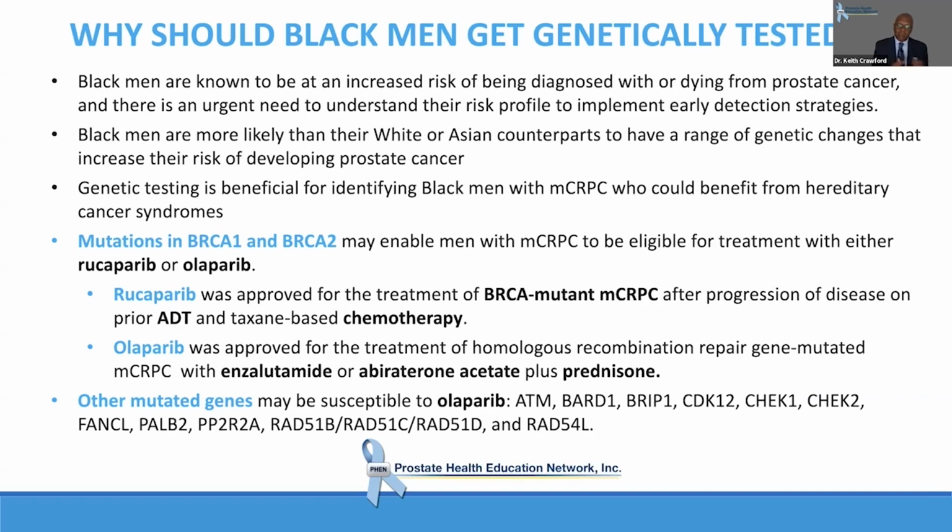And remember, we're talking about these mutations, BRCA1, BRCA2. Now we can determine who's eligible to use these, because the FDA in 2020 approved rucaparib and olaparib, these 2 therapies for the treatment of metastatic castration-resistant prostate cancer.